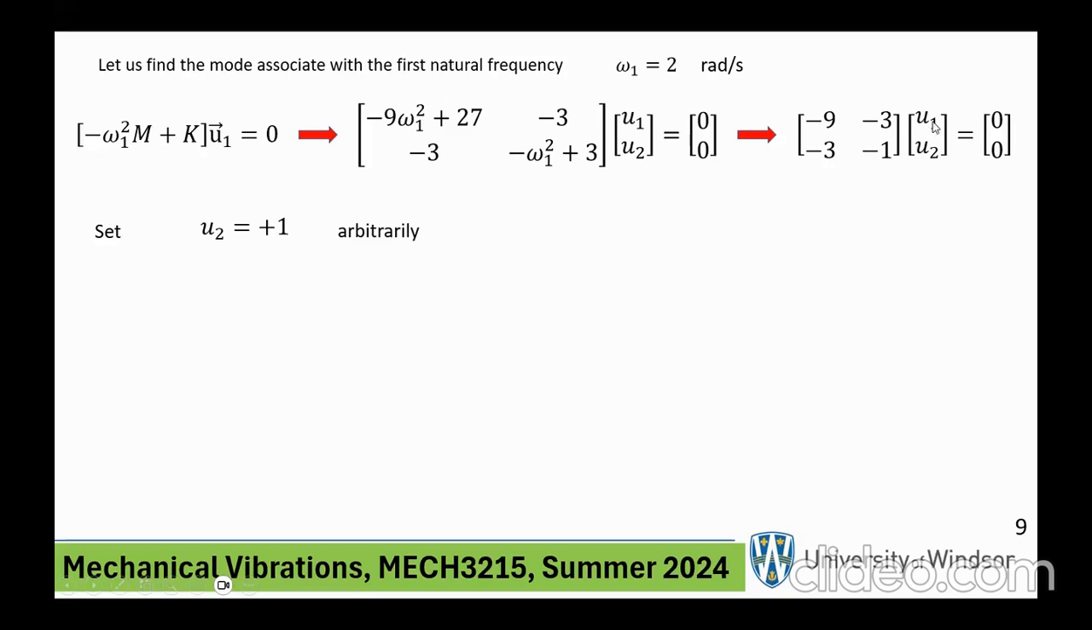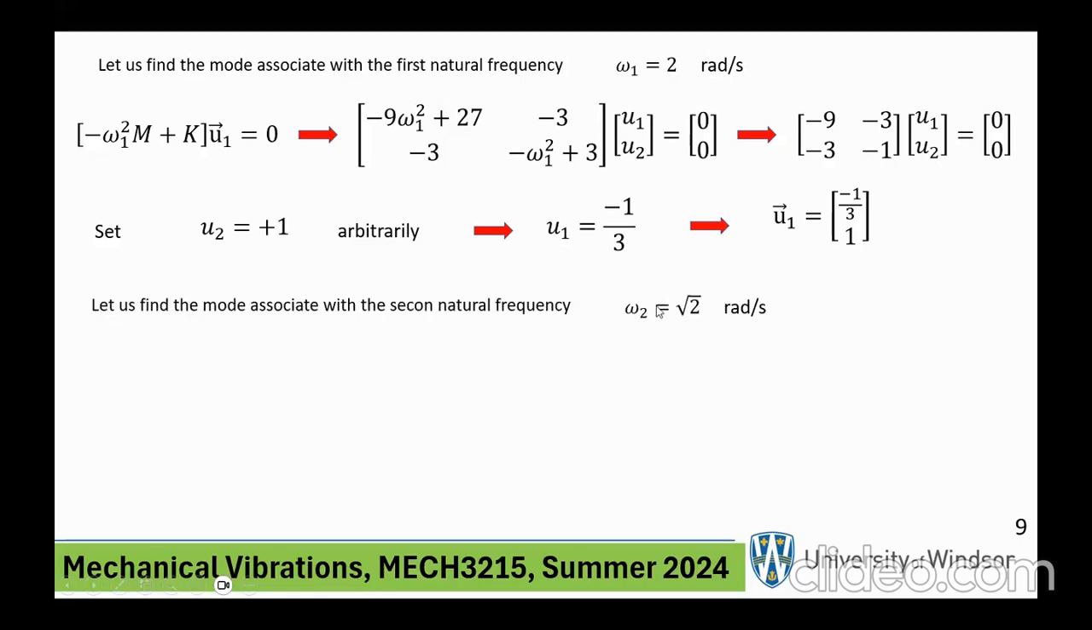We can arbitrarily set u2 equal to plus 1. I did it on Tuesday. You can choose anything you want, but I chose plus 1. And you're going to find u1 in terms of that. So we found the first mode shape, or the mode shape that's associated with this natural frequency. And repeat this where omega is root of 2. So there we are.